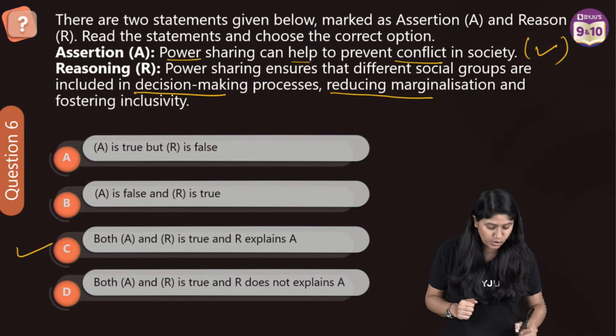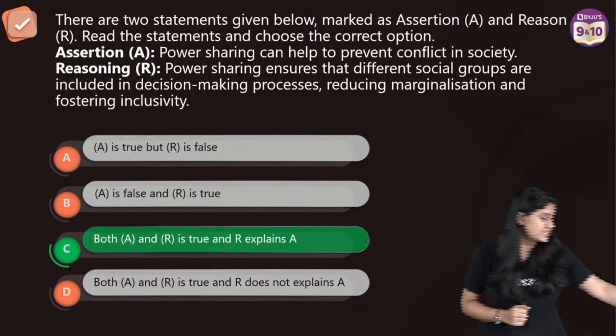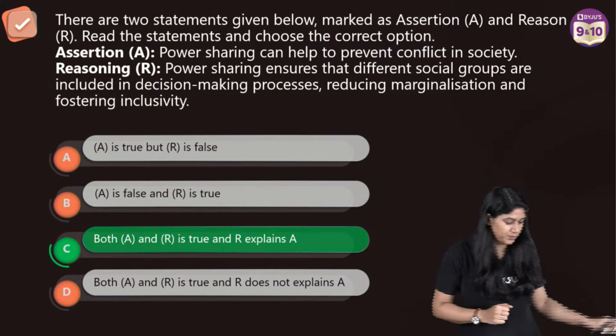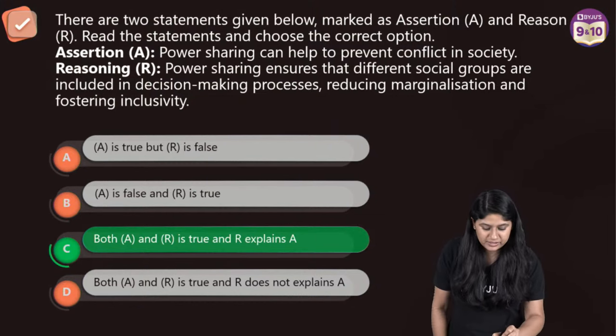And I can see that majority of you have voted for the correct answer. Very good, everyone. Option number C is the correct answer. Super, super interesting and super proud of all of you. I hope that this is clear to each one of us, right?